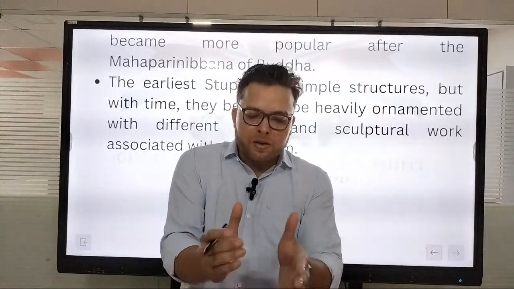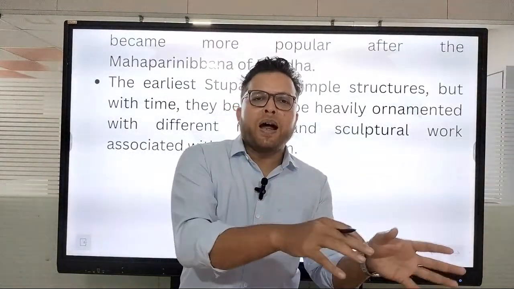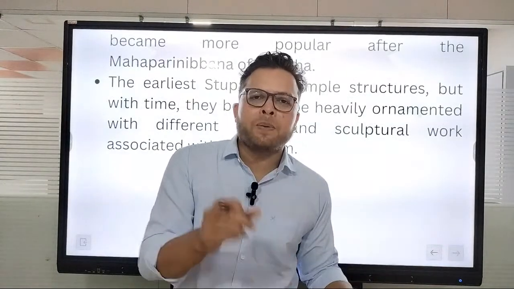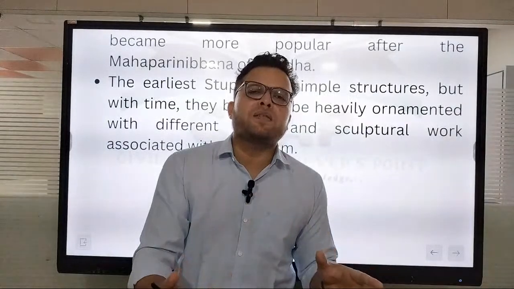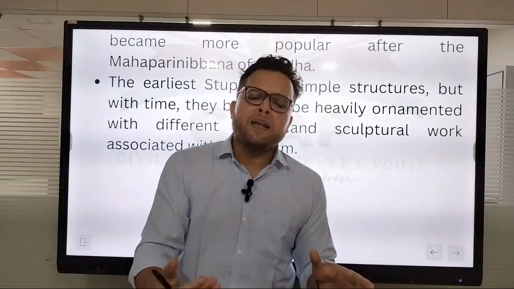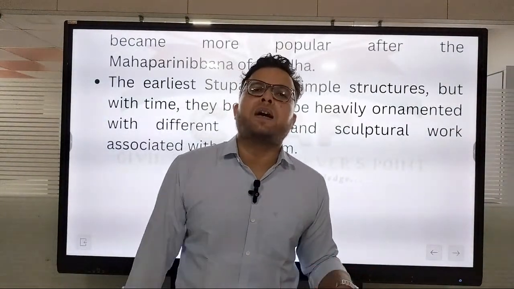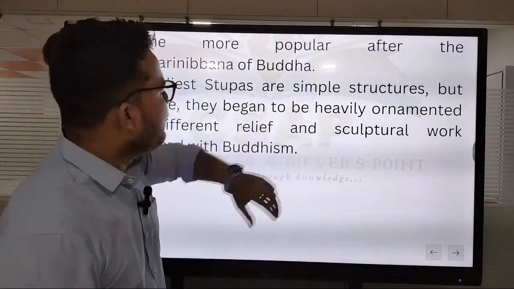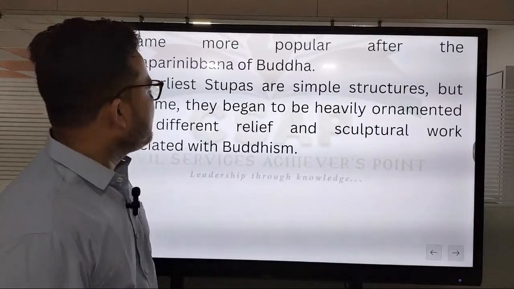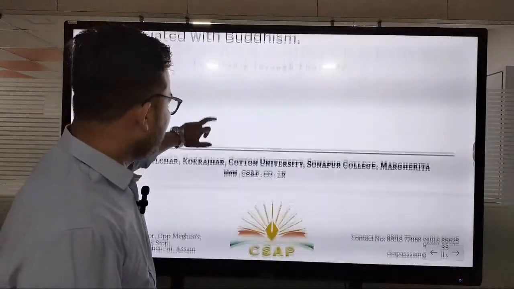Toranas were added later. For example, Sanchi stupa was built by Ashoka. Torana was not there initially. Torana was added to Sanchi stupa by the son of Pushyamitra Shunga, whose name was Agnimitra Shunga. They began to be heavily ornamented with different relief and sculptural work associated with Buddhism.